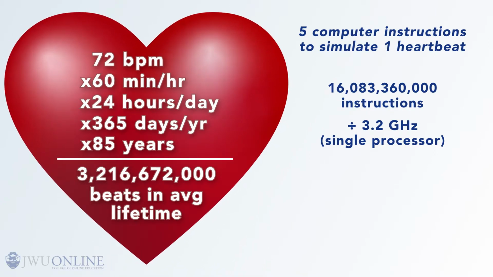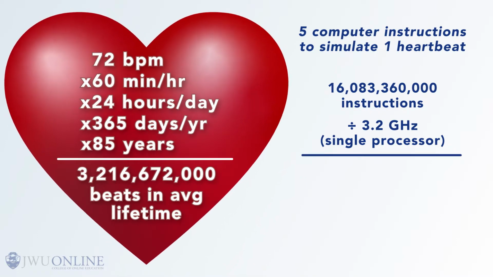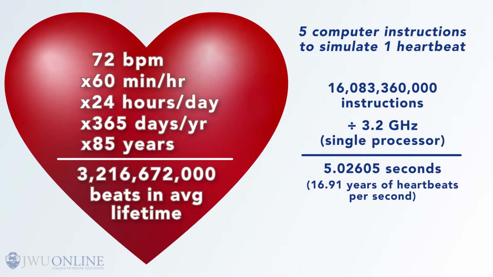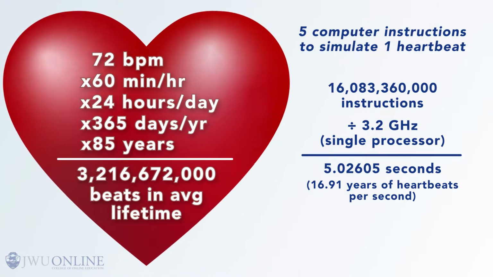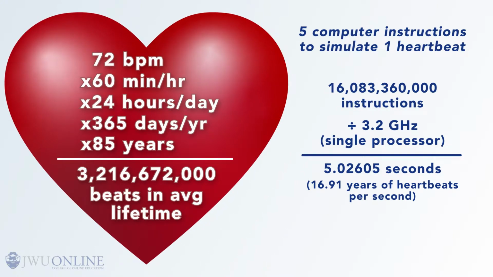3,200,000,000, this would tell us that we can simulate 85 years worth of heartbeats in 5.02605 seconds, or roughly 16.91 years of heartbeats per second. This tells us that our engine needs to actually slow things down to make them happen in real time, or to make things in real life, like the traffic in our downtown area, seem real.